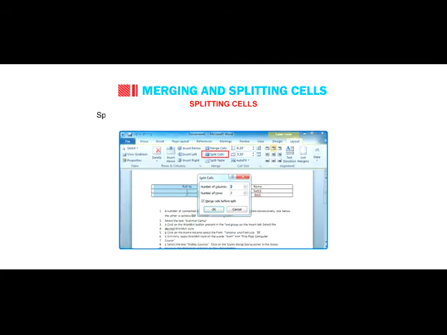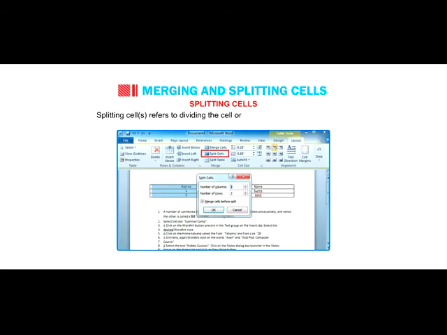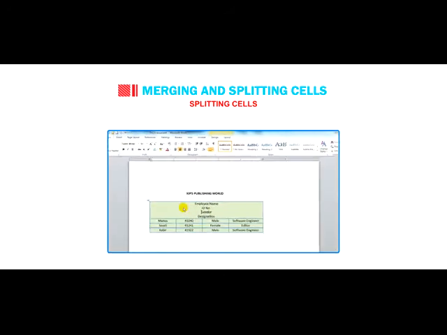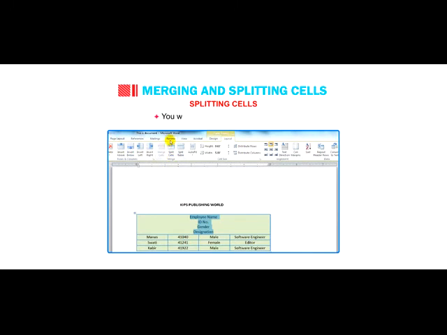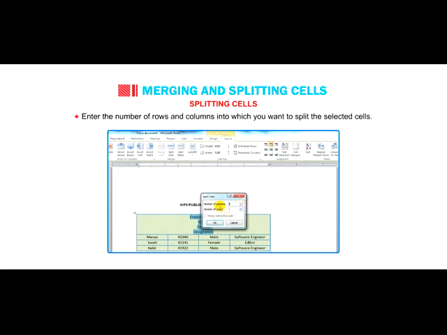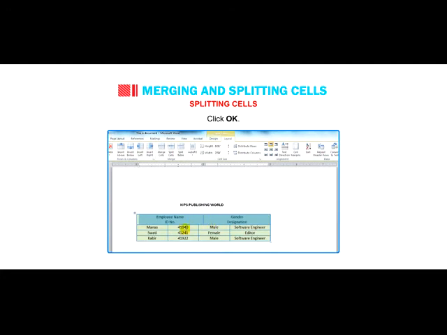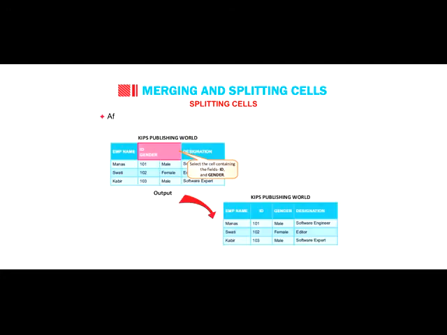Splitting cells. Splitting cells refer to dividing the cell or cells further into separate cells. Select the cell that you want to split. Click the Layout tab. Click on the Split Cells button in the Merge group. You will get the Split Cells dialog box. Enter the number of rows and columns into which you want to split the selected cells. Click OK. After choosing the options as shown, you will see the following output.